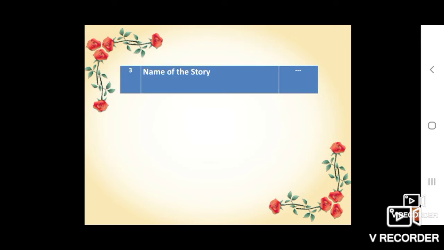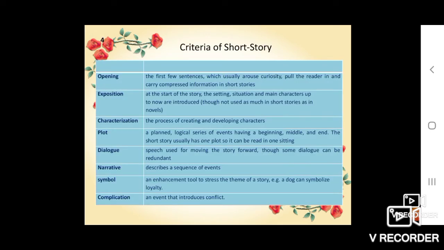Then after writing this one, you have to mention the name of your story. After that, an important thing: while drafting a particular short story, there are some criteria. The first one is the opening. The first few sentences usually arouse curiosity, pull the reader in and carry compressed information in short stories, because your opening should be very attractive, and there must be arousing curiosity.